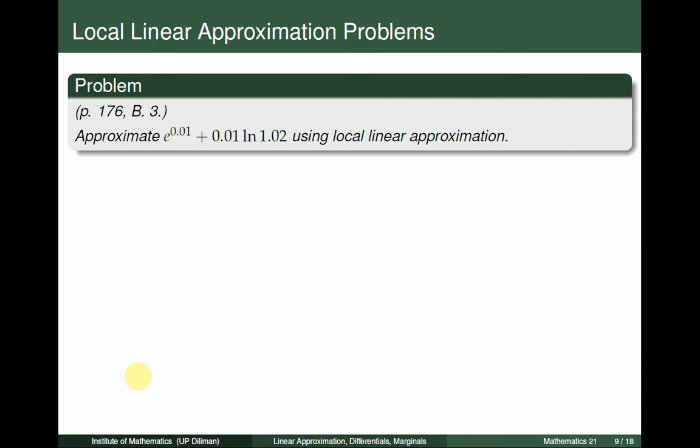Page 176, B3, approximate e raised to 0.01 plus 0.01 ln 1.02 using local linear approximation. If you want to solve the problem without looking at the solution, you may pause the video now. I'll give you 5 seconds.